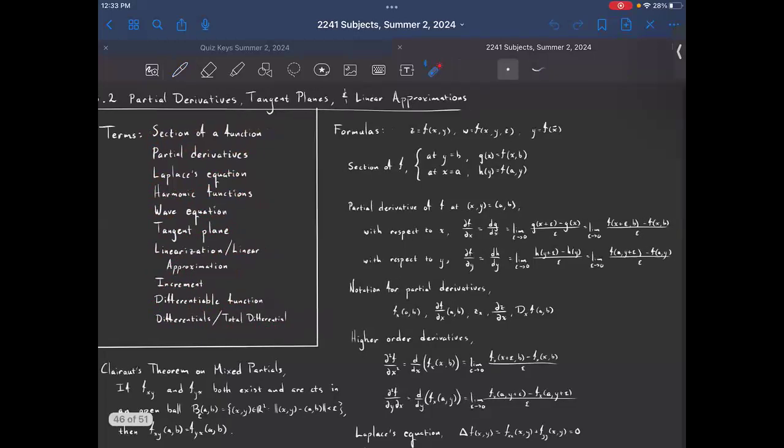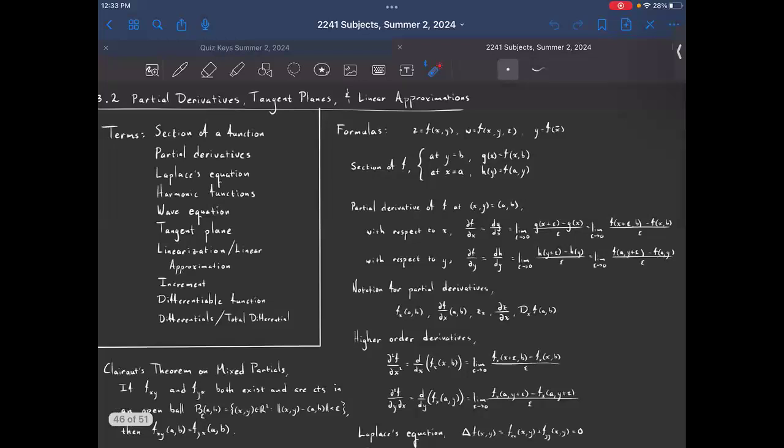All right, so let's move on to our formulas. In general, we'll have z as a function of x, y, w as a function of x, y, z, and sometimes y as a function of the vector x. Okay, the section of f at y equals b, or at x equals a, is, well, fix one of those values, and then the function that you get, which is a slice of f, we call g. That's the section of f at b. And this is the section of f at a.